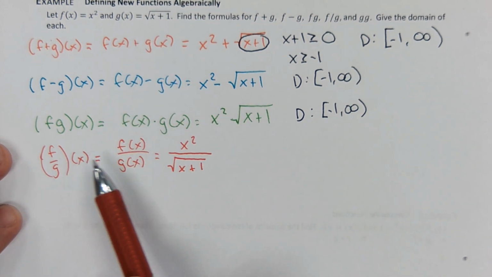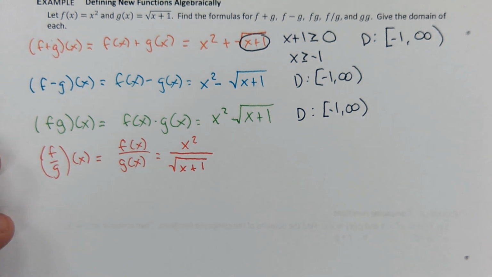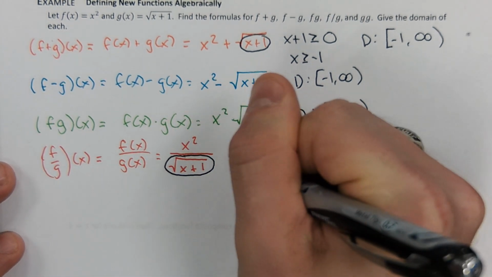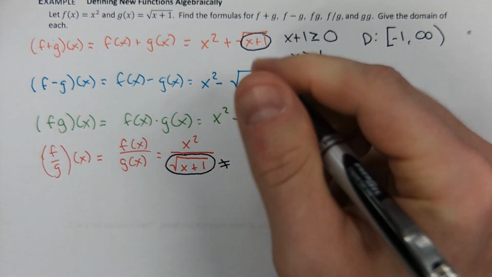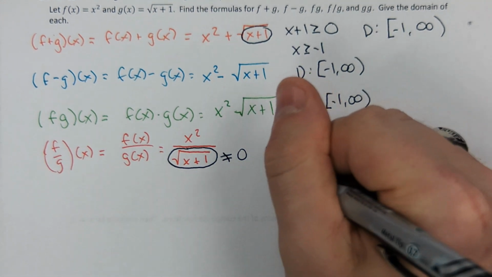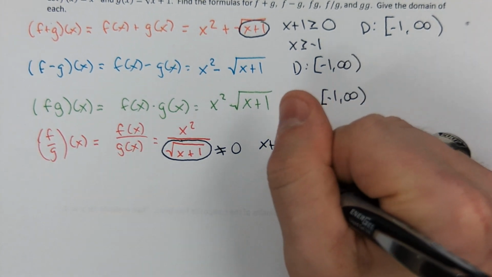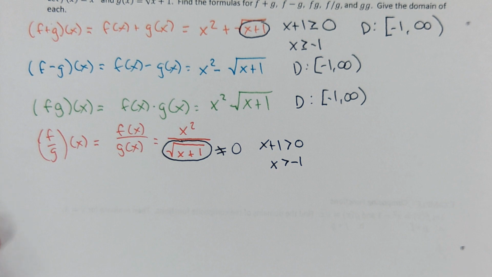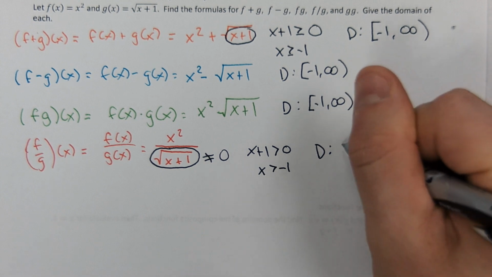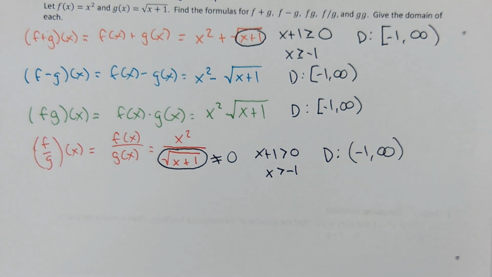The structure of the function cares, though. So because this thing is in the bottom of a fraction, I can no longer have that x plus 1 is equal to 0. Now I have to say x plus 1 is strictly greater than 0. So subtracting 1 from both sides gets me that x is greater than -1. So no, the domain can change. That domain actually got smaller, didn't it?